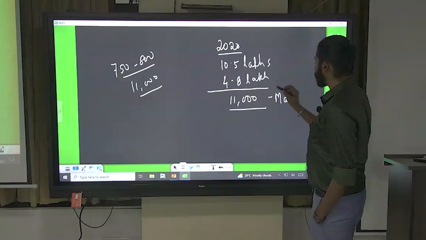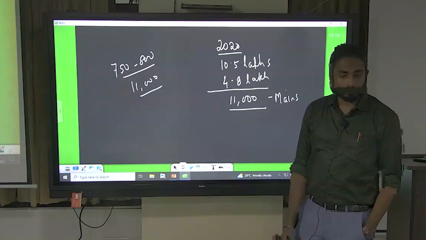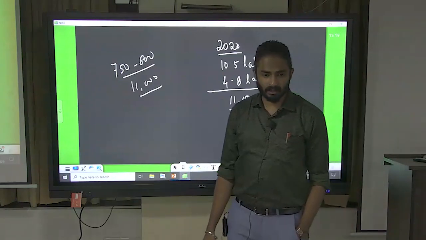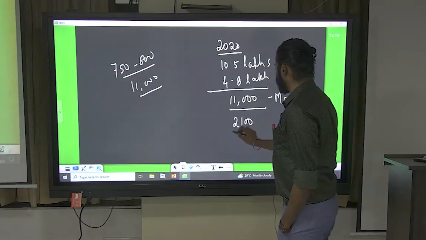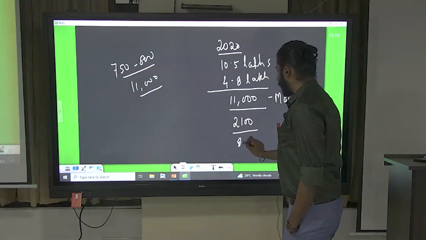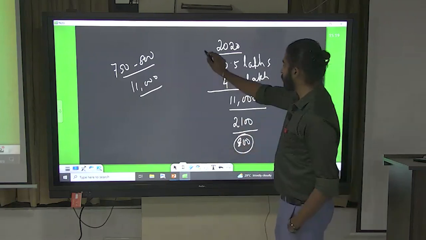From the mains, how many students will attend the interview? 2 to 2.5 times the number of vacancies. This is what they will call. So around 2,100 students attended the interview, and around 800 students they selected. So this is the conversion ratio.